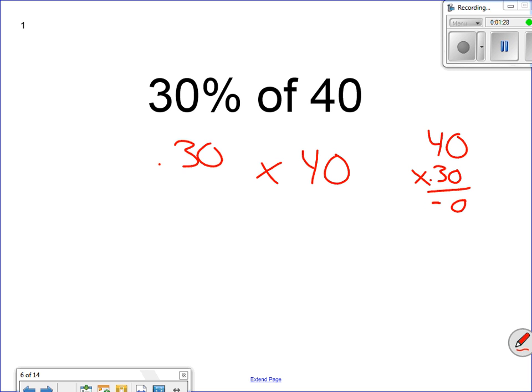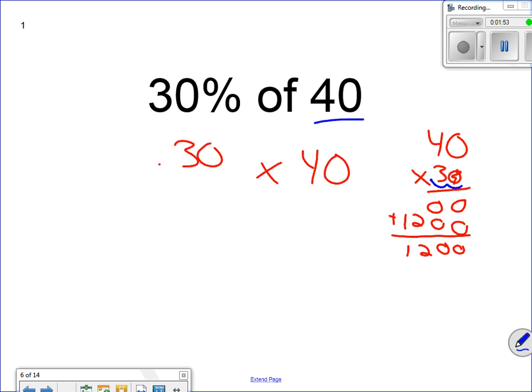Zero. Place value holder. 3 times 0 is 0. 3 times 4 is 12. The next thing that you have to remember to do is move the decimal. Some of you will write this as 1,200. 30% of 40 is 1,200. That makes absolutely no sense. Your answer must be smaller than 40. That's the first thing I need you to know.